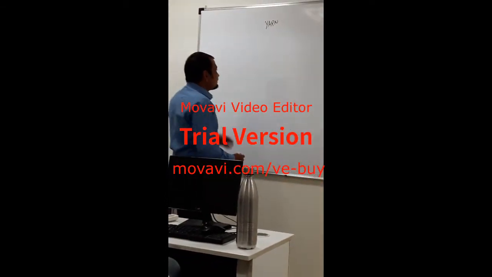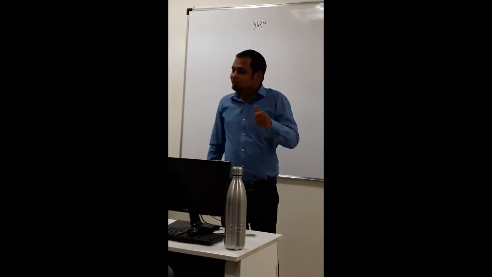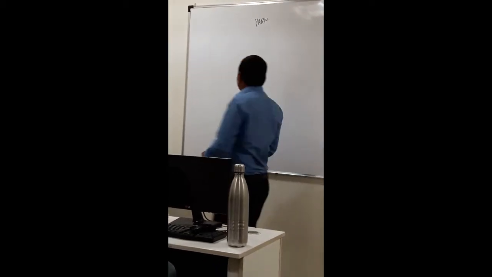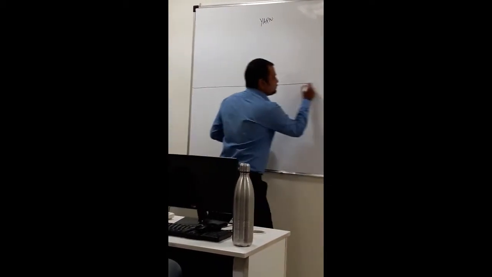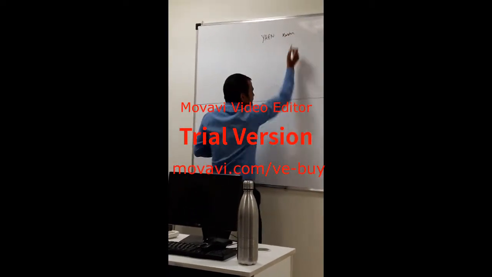Now I can divide the whole architecture into two components, that is master and slave. So first of all, what I will do is divide this board into two parts. The top part is master and the bottom one is slaves.